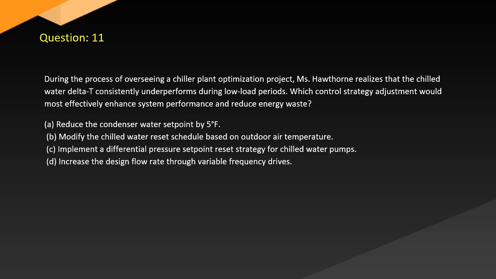Question 11. During the process of overseeing a chiller plant optimization project, Hawthorne realizes that the chilled water delta T consistently underperforms during low load periods. Which control strategy adjustment would most effectively enhance system performance and reduce energy waste? A. Reduce the condenser water set point by 5 degrees. B. Modify the chilled water reset schedule based on outdoor air temperature. C. Implement differential pressure setpoint reset strategy for chilled water pumps. D. Increase the design flow rate through variable frequency drives.